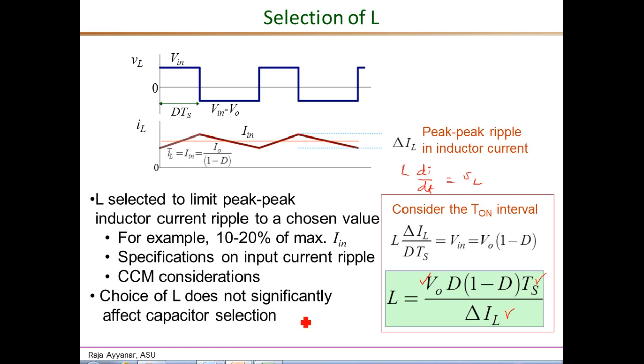But in a boost, for a given output voltage ripple specification, there is not such a strong correlation between the L and C. So it's kind of independent in the case of a boost converter.